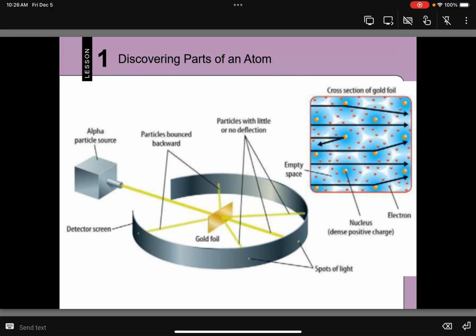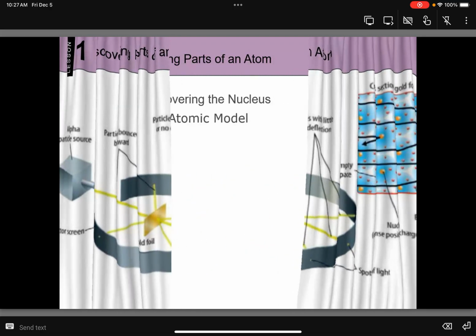And we can kind of see that here. Different angles, not ever the same angle. Sometimes they bounced almost straight back, sometimes they were slightly deflected, some of them at like a 90-degree angle, sometimes greater, sometimes less. And because of that, they advanced the model of the atom.